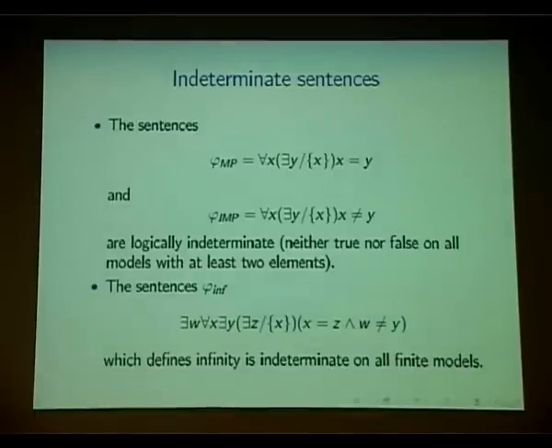It doesn't make sense, in the context of independent quantifiers, to talk about models of one element, so all the models contain at least two elements. The matching pennies sentence is neither true nor false, and the same holds for the inverted matching pennies, where the existential player wins if he is able to mismatch the choice of his opponent. Neither of them is true or false in any model. The same holds for the sentence expressing infinity, the last sentence here. It says that there is an injection whose image is not the whole universe. So this sentence is indeterminate on all finite models.